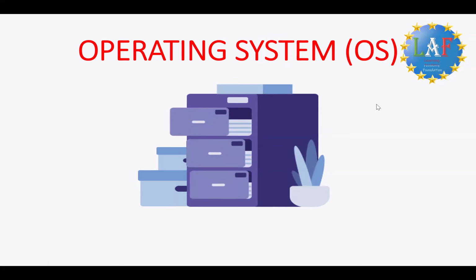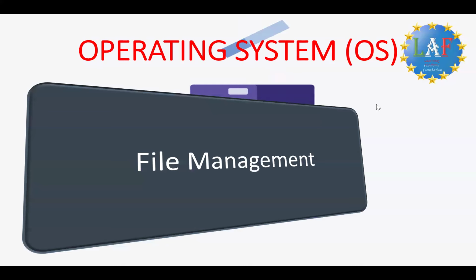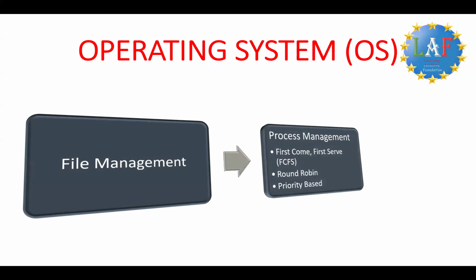So operating system, what does operating system manage? File management, organizing and accessing data, process management through first come, first serve, and round robin and priority based. They are scheduling tasks using methods.